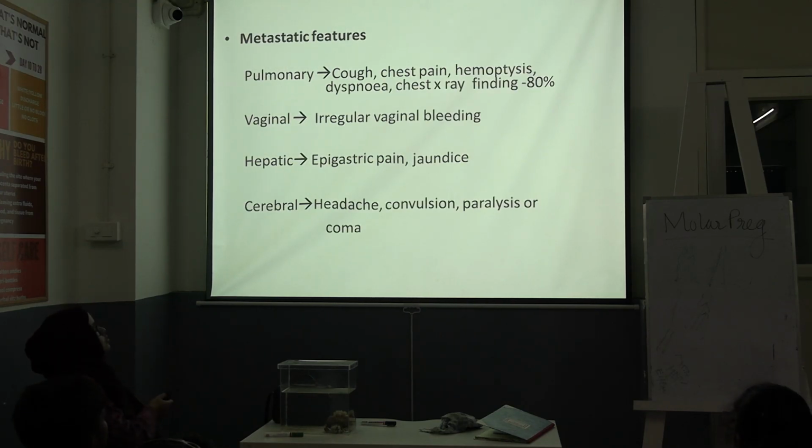If any metastasis of the vesicles is there in the lungs, that can present as cough, chest pain, hemoptysis, dyspnea, and chest X-ray finding can be positive in 80% of the cases. Vaginal metastasis, irregular vaginal bleeding will be there. Hepatic metastasis will present as epigastric pain or jaundice, and cerebral metastasis as headache, convulsion, paralysis or coma. These are very rare, but pulmonary is very common.